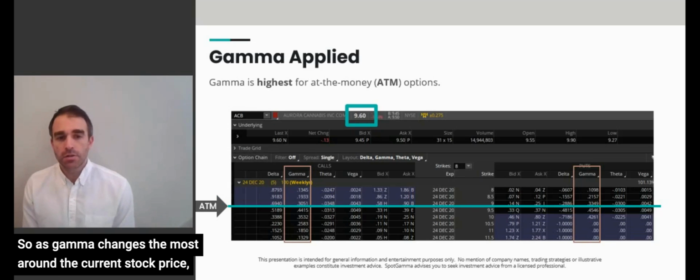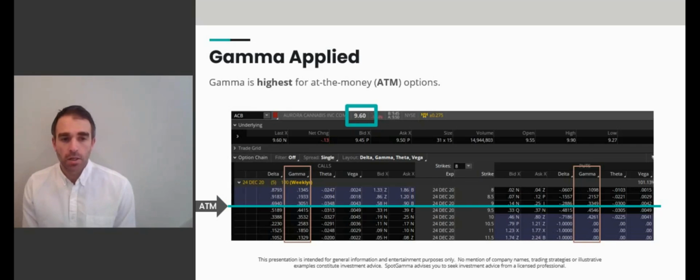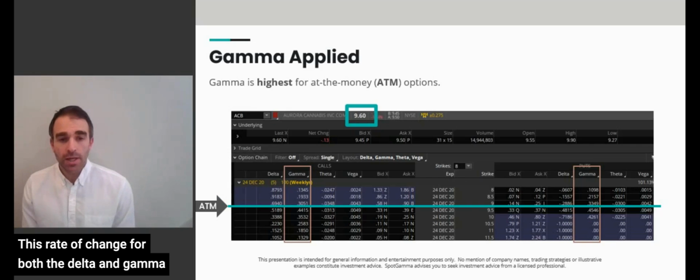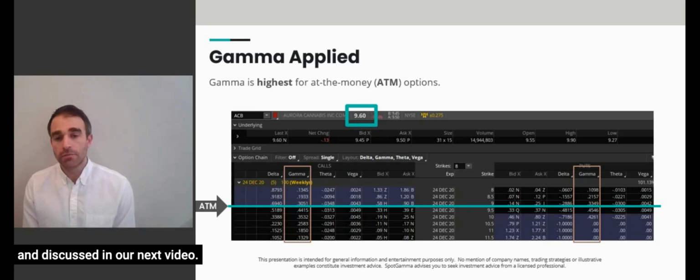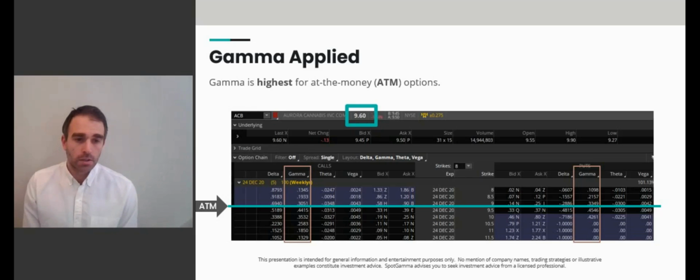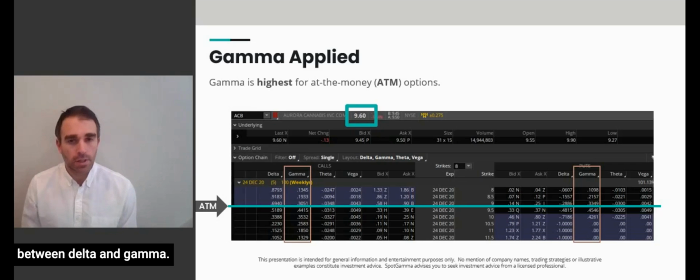Since gamma changes the most around the current stock price, the delta values will also be more strongly affected and change around the current stock price. This rate of change for both delta and gamma are key to SpotGamma's modeling process and discussed in our next video. Let's now look at another chart to further illustrate the relationship between delta and gamma.